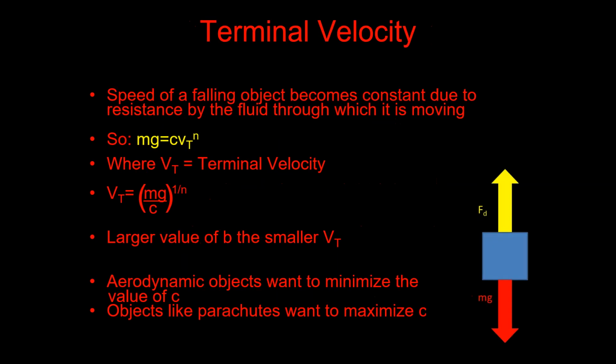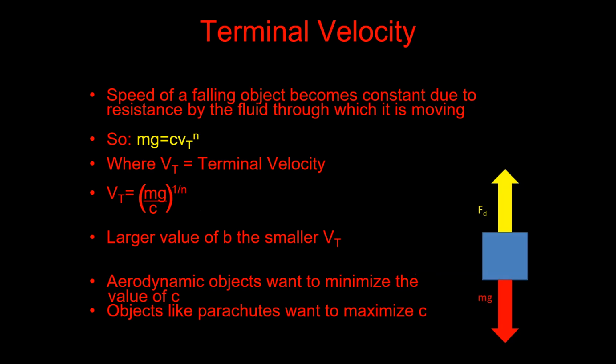So the speed of our falling object becomes constant, so mg is equal to cv_t to the n here, where v_t is your terminal velocity, or mg is cv to the n. Rearrange this and you'll get a relationship of mg over c, all to the power of 1 over n. The reason we're using n here and not the usual squared is because if this object were falling very close to the speed of sound, then you'd end up with this n scaling to bigger and bigger values.